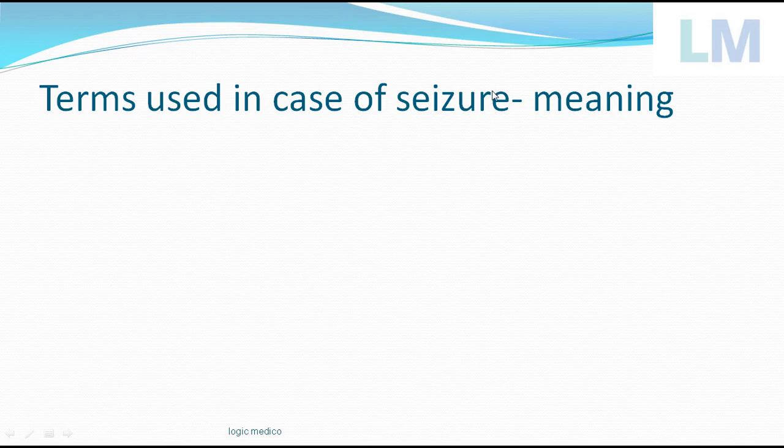So what is seizure? Abnormal blast of neuronal activity results in excessive contraction of a group of muscles or all the muscles of the body. So when all the muscles of the body are contracting, it's called fits or seizures. What is the meaning of this? In medical terminology, we use the word lepsy. Lepsy means seizure or fits. So leptic is just an adjective of lepsy.